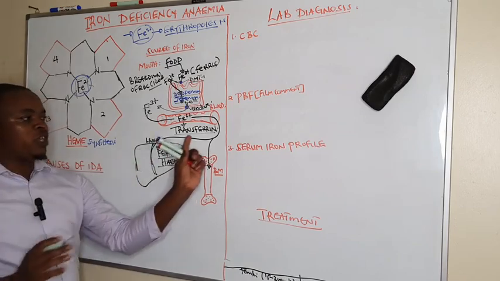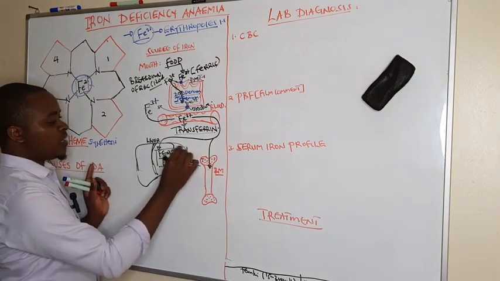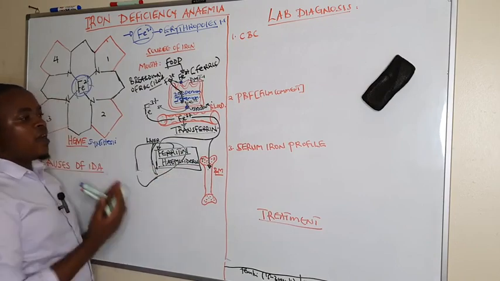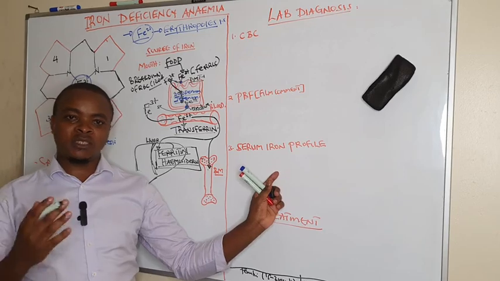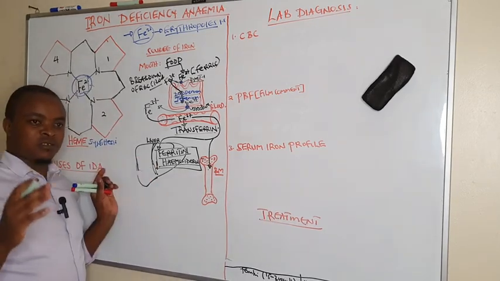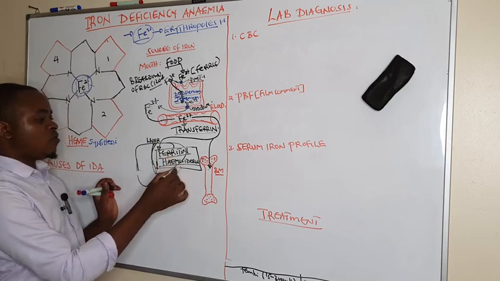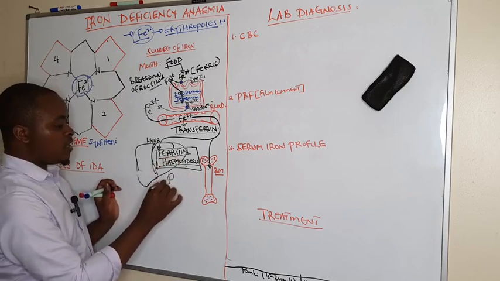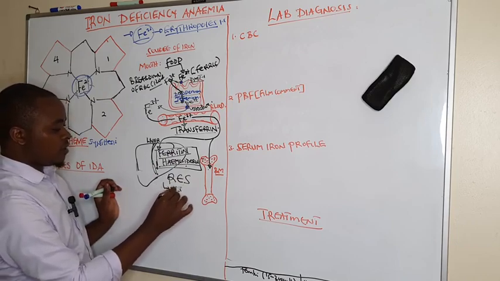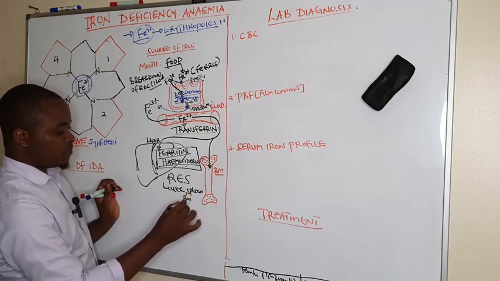So we have known the transporter, transferrin. We have known the storage forms, that is ferritin and hemosiderin. Under iron profile in lab diagnosis, we shall see how these play a big role in the diagnosis and confirmation of iron deficiency. So ferritin or hemosiderin are stored in the reticuloendothelial system, that is the liver, spleen, and the bone marrow.